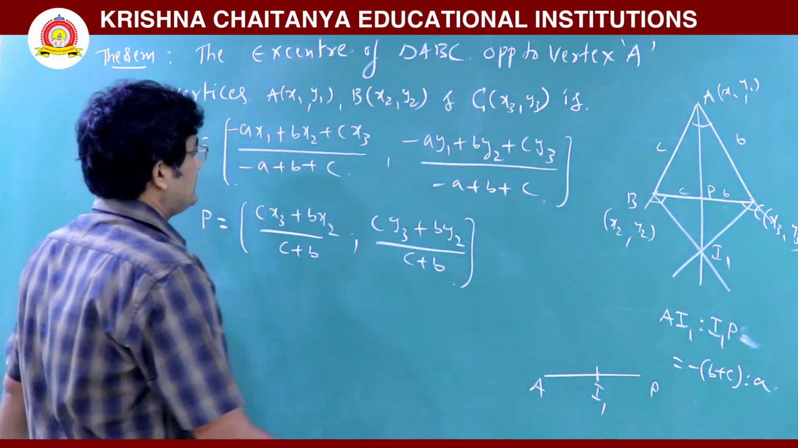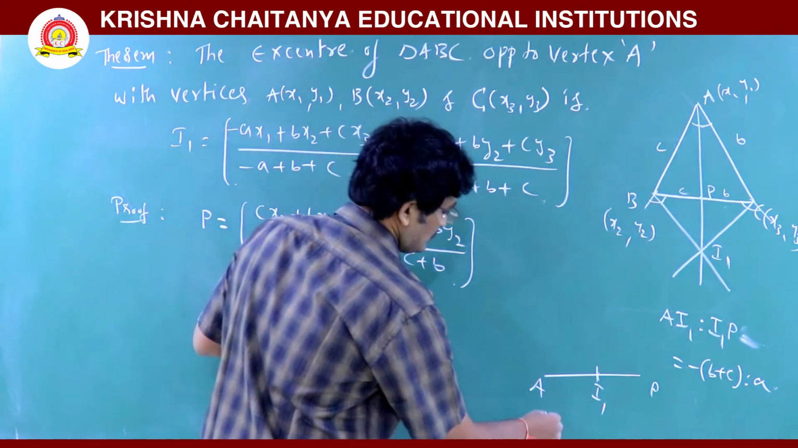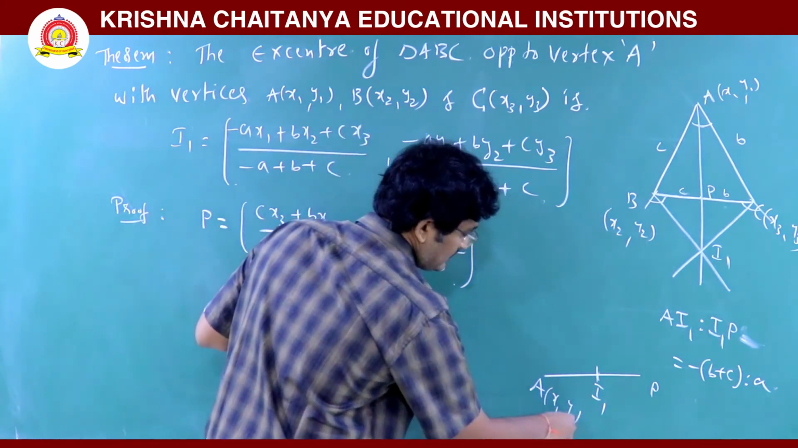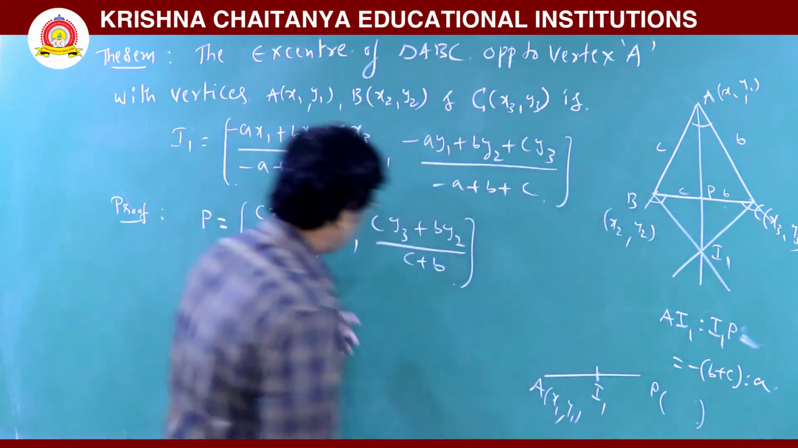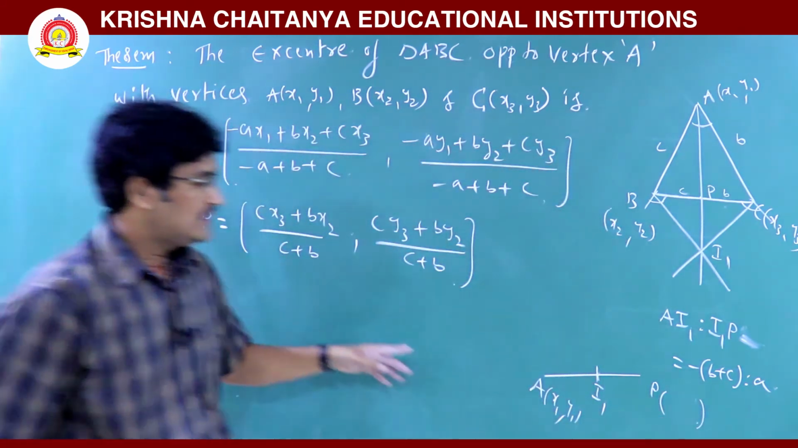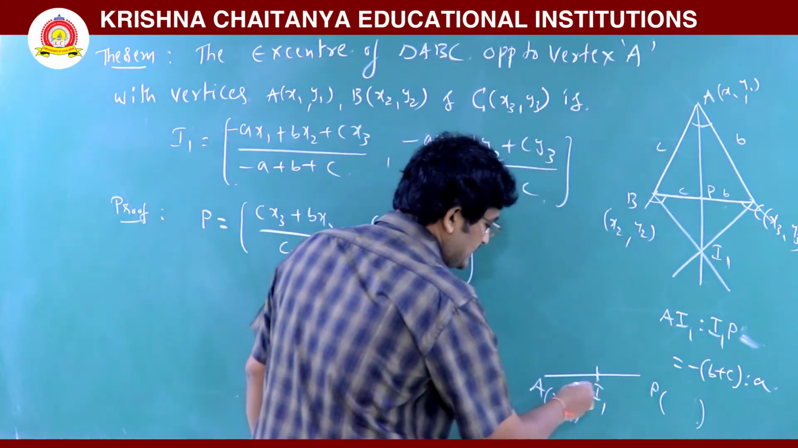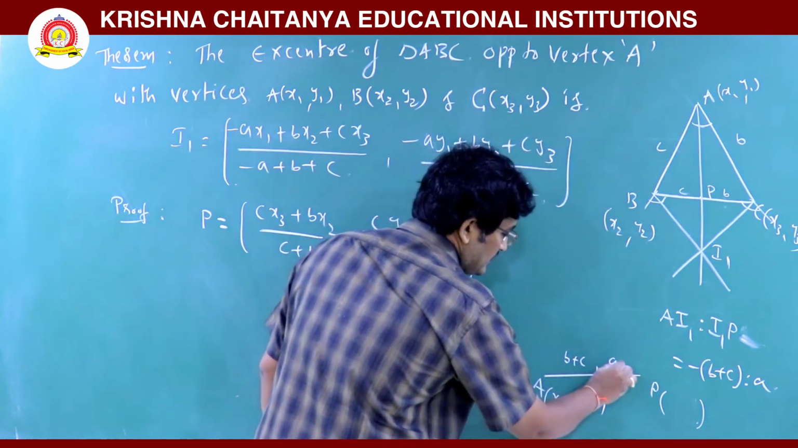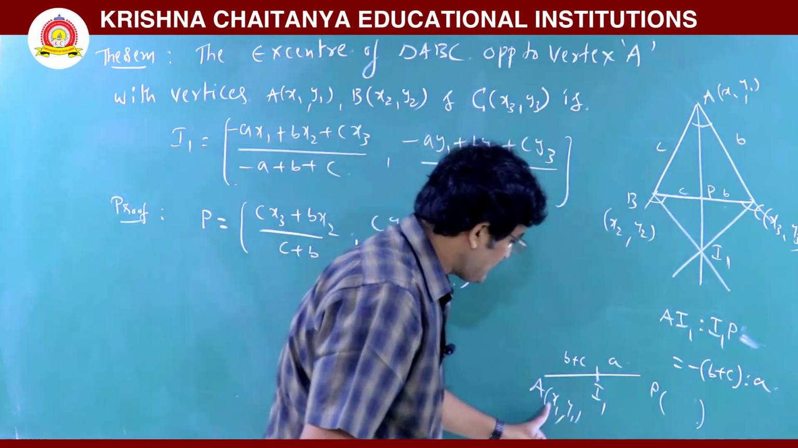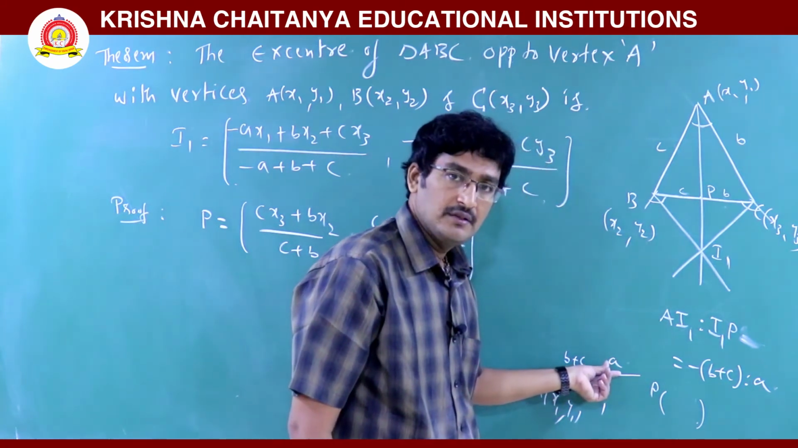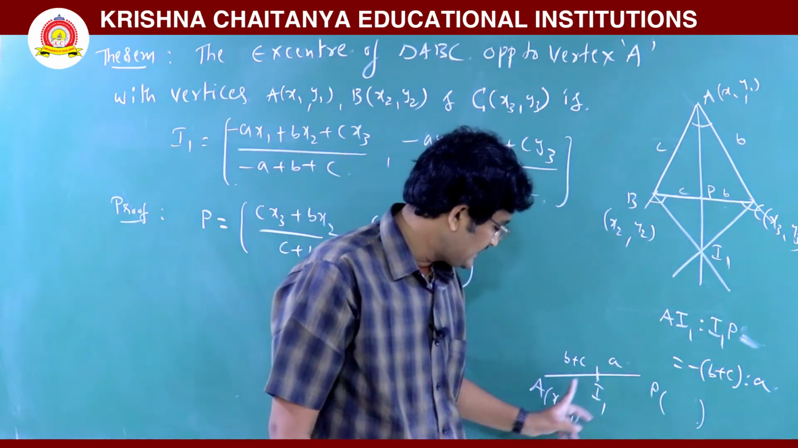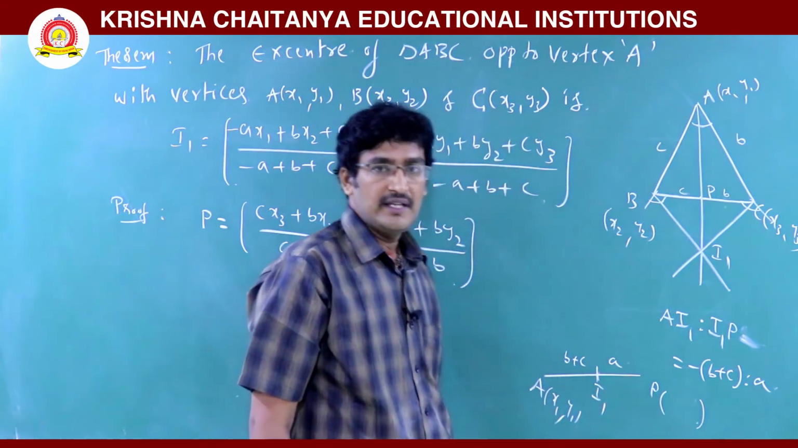So, A is there. What is the point A? X1, Y1. What is P? Already I wrote it here. It is P. So, I1 divides AP bar in the ratio B plus C is to A, but this one divides AP bar in an external ratio. So, we have to take this ratio with a negative sign. That means mx2 minus nx1 by m minus n. We have to take that formula now.